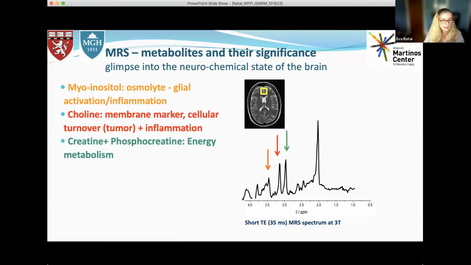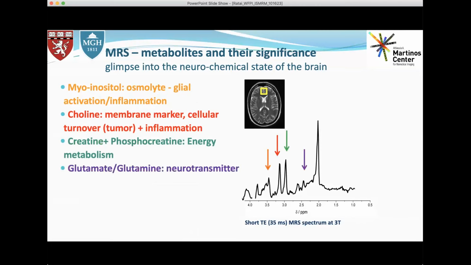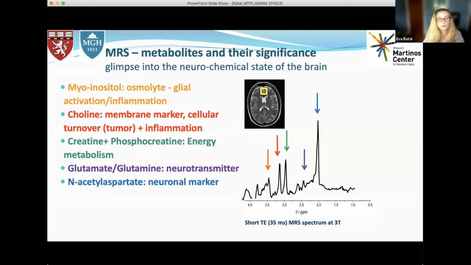Creatine is a marker for energy metabolism. Phosphocreatine acts as a reservoir for generation of ATP. And then glutamate, as you know, is a neurotransmitter. Glutamine is its precursor, and an excess of glutamate is excitotoxic. N-acetyl aspartate is the most important marker in the brain because it's predominantly in neurons, so that makes it a marker for neural health and viability.